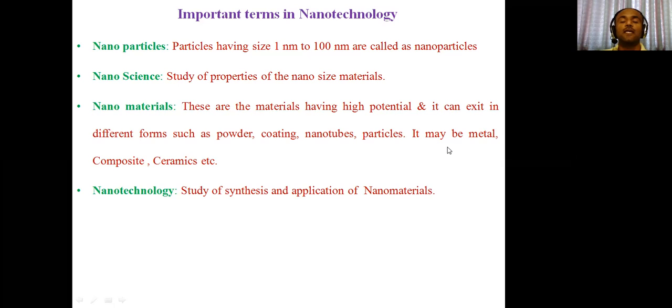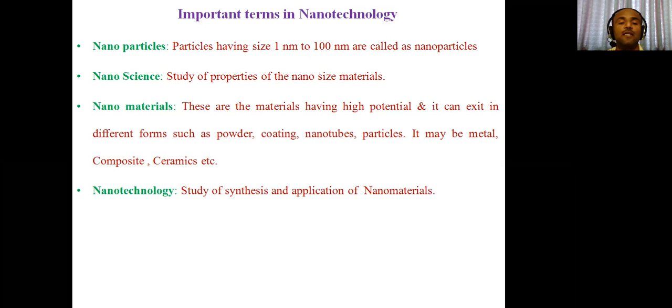Now, some important terms in nanotechnology. The first important and basic term is nanoparticle. What is nanoparticle? Particles having the size 1 nanometer to 100 nanometer are called nanoparticles. What is nanoscience? The study of various properties such as mechanical, electrical, optical, physical properties of nano size material is studied in this branch, that is nanoscience.